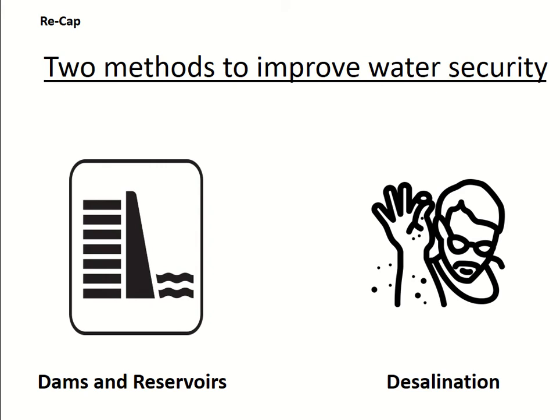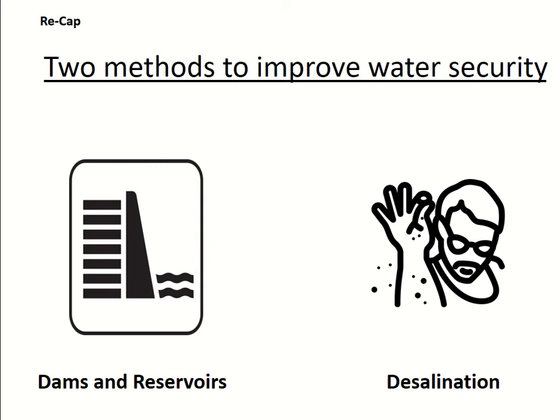And we also looked at something called desalination. Now, desalination was the idea that we could actually extract the salt from the seawater, and by doing so, that would enable us to convert it into fresh drinking water.